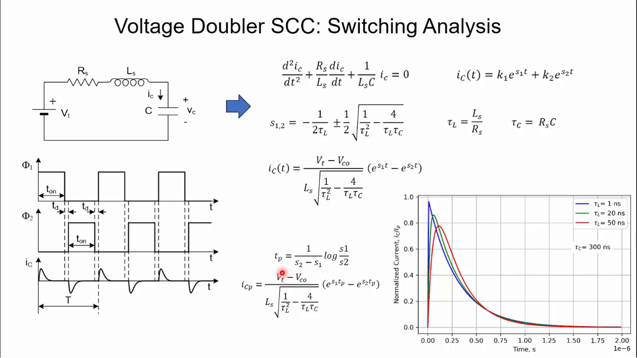Here we have the expressions corresponding to the time instant at which the peak of the current is going to appear, and this is the value of the peak current that we are going to have for each waveform.